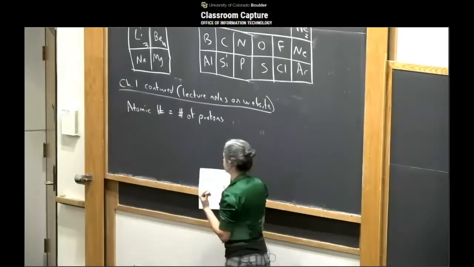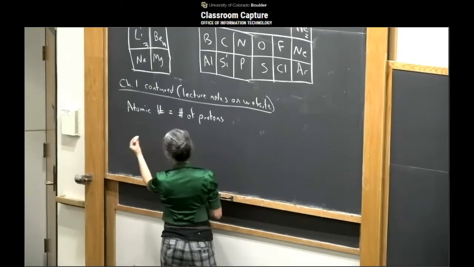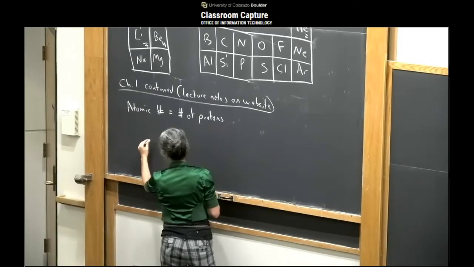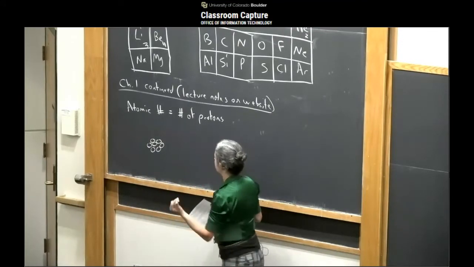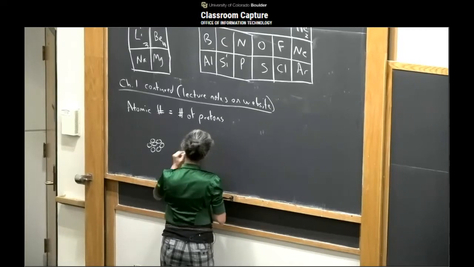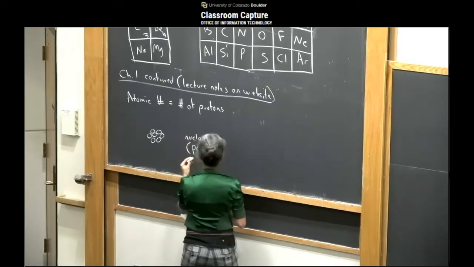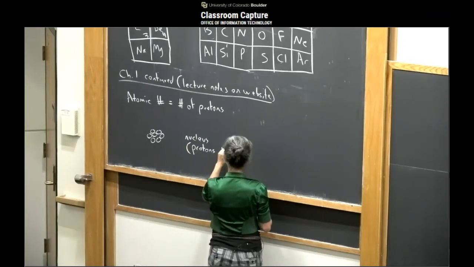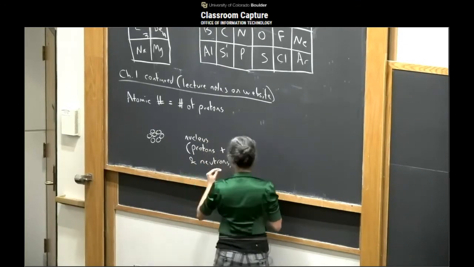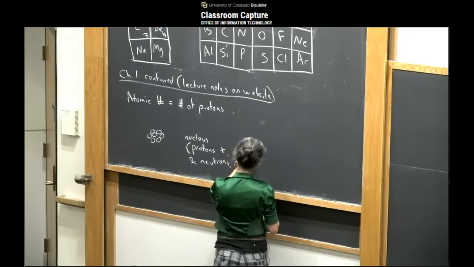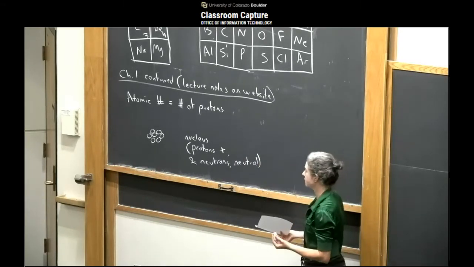Okay, so a quick review on atomic structure, very quick review actually. Atoms have a core or a nucleus, which I think is just Latin for kernel. The nucleus consists of protons, which are positive, and neutrons, which are, like the name implies, neutral. So almost all of the mass of the atom is tied up in the nucleus.